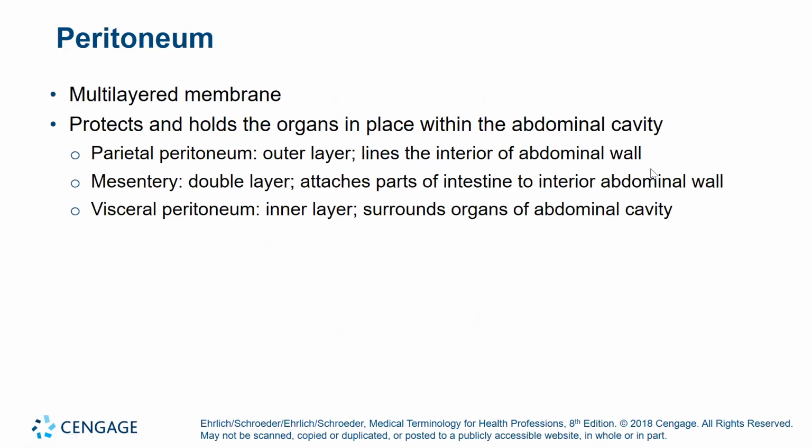Next, in the chapter, they have the peritoneum. This is a multi-layered membrane that protects and holds the organs in place within the abdominal cavity. So we've got 3 of these here. The peritoneum is the outer layer. Mesentery is the double layer. This attaches parts of the intestine to the interior abdominal wall. And then we have the visceral peritoneum. That's the inner layer. We have the outer, double, and inner layer.